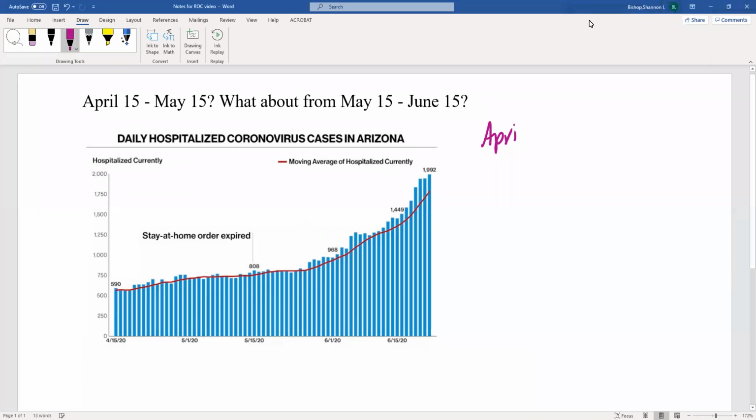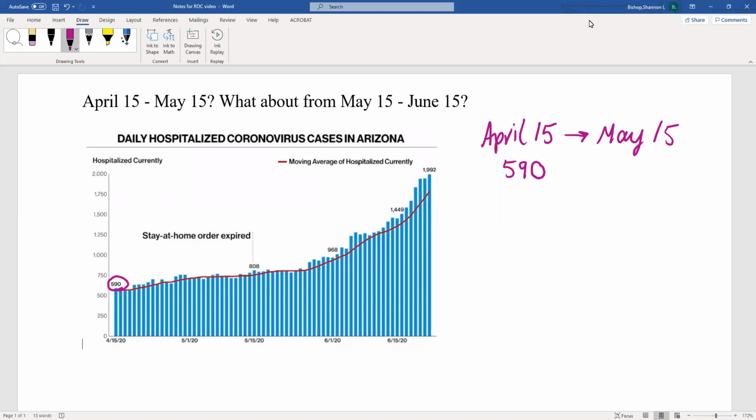If we wanted to ask ourselves how fast the daily hospitalizations were increasing in that time period from April 15th through May 15th, what kinds of things would you have to know? What data would you care about in order to answer this question? First of all, how many daily hospitalizations were there at the beginning of this time period? On April 15th, there were 590 hospitalizations per day.